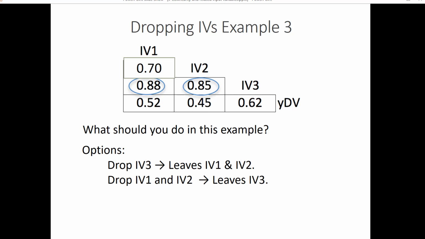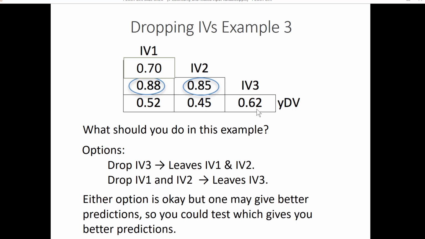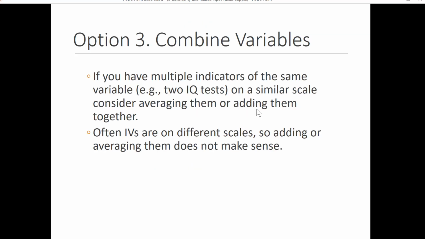Another thing you could do is drop these two and leave this one because it has a strong relationship with the outcome variable. What should you do? You should check. You can do either one, but one's probably going to give you a better outcome, so you could look and see which one is going to give you the best result.